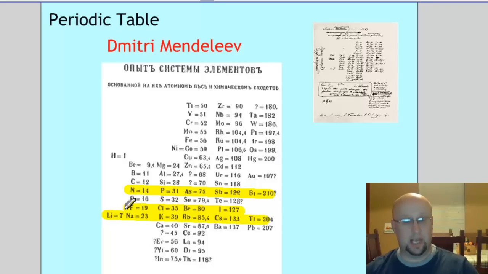And again, this has a lot to do, if you look back, with the triads that Dobereiner came up with: lithium, sodium, potassium, chlorine, bromine, iodine. Okay, these same sort of scenarios are coming up again and again, that these elements have very similar properties, okay?